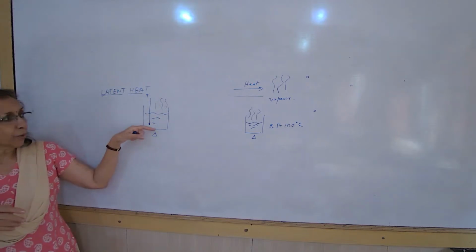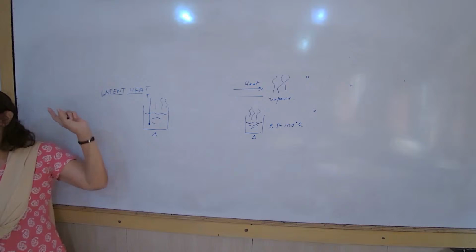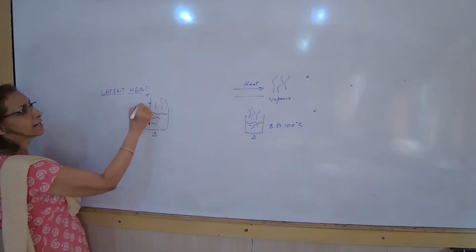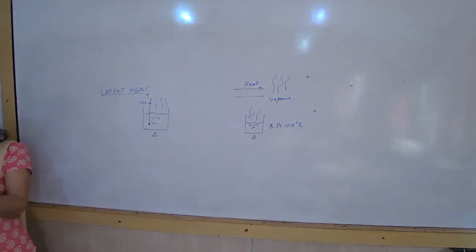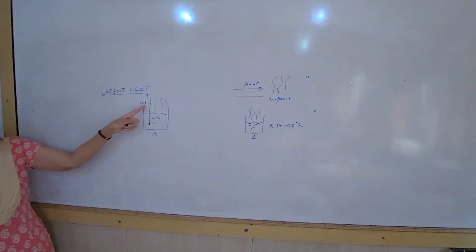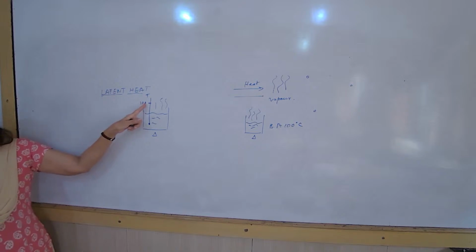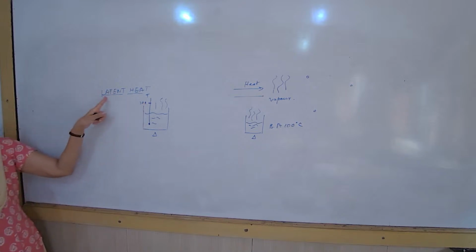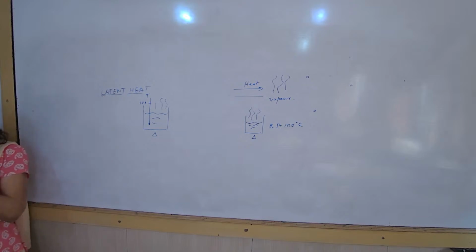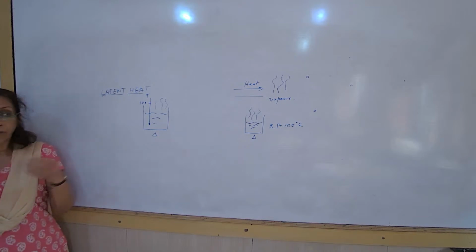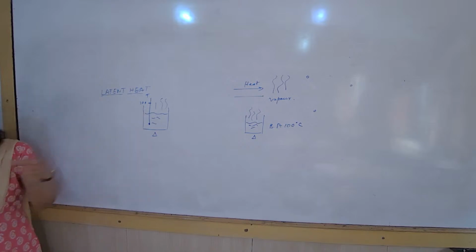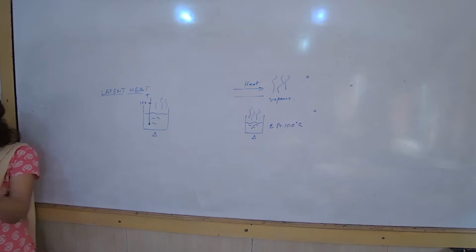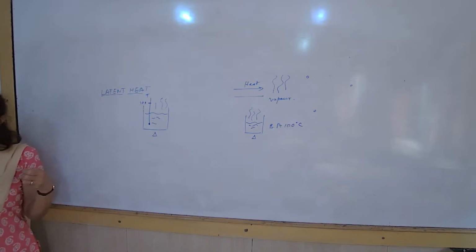Till what? Till the whole thing has disappeared. Once it shows 100 degrees centigrade, till the entire water begins to change over into the gaseous state, the temperature will not rise. It stays constant at 100. That's why it's called latent. Latent means hidden. Why is the temperature not beginning to rise? That's because the heat which is getting absorbed by the water is helping to break the bonds, and these molecules are moving apart. Did you understand?